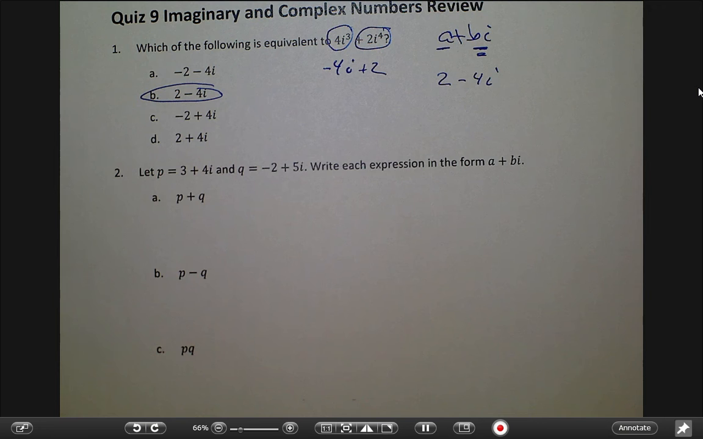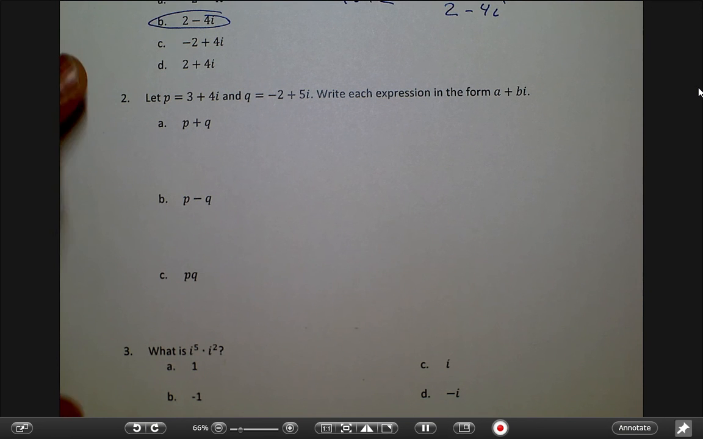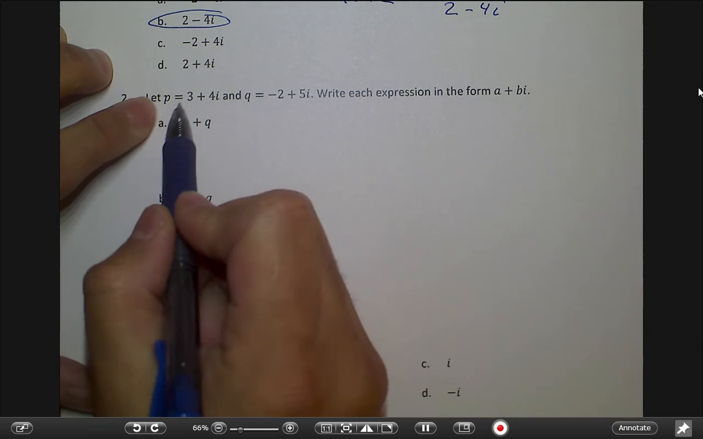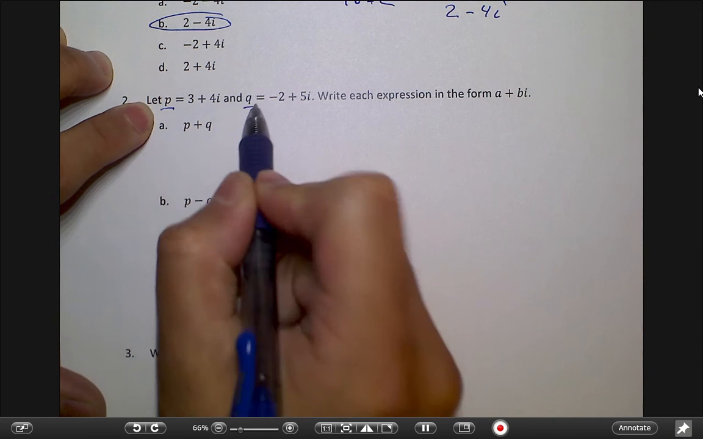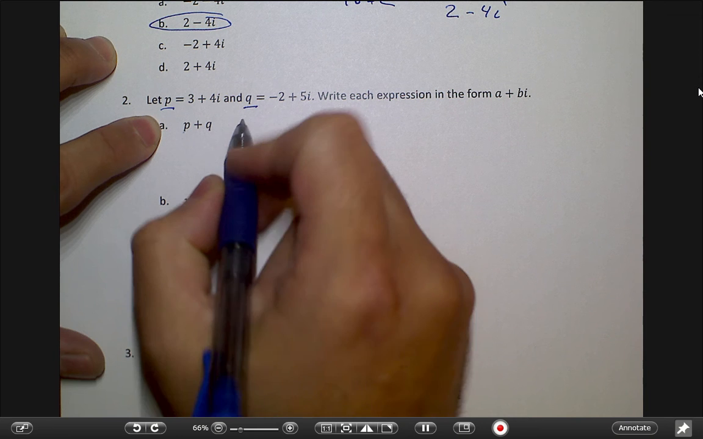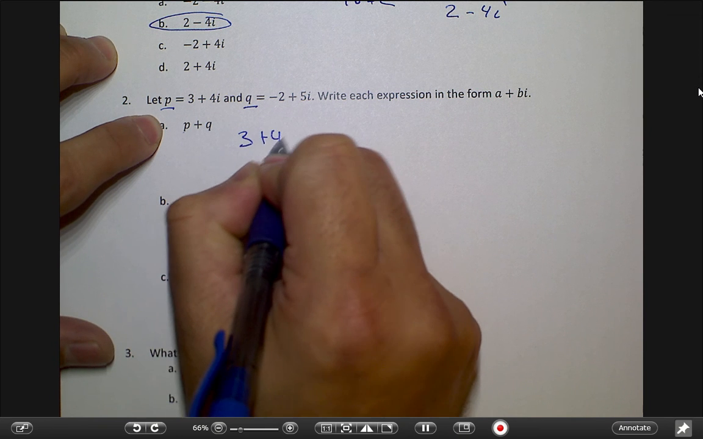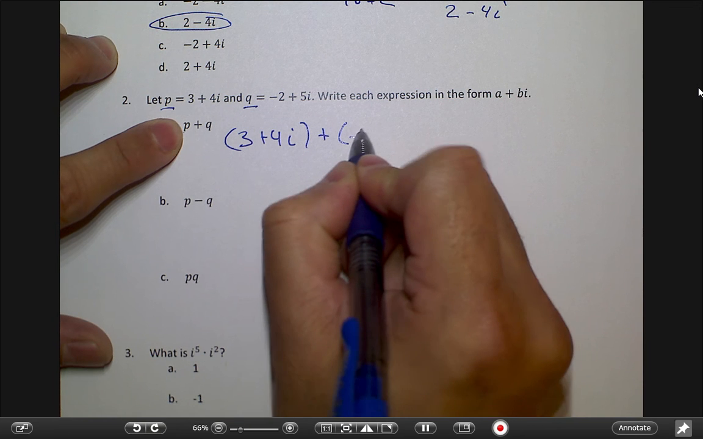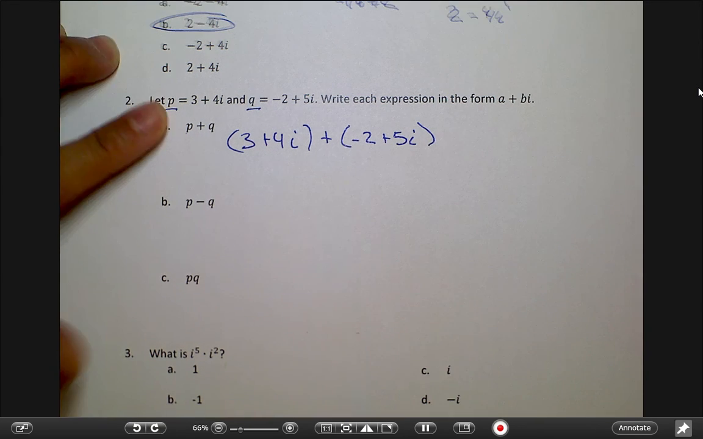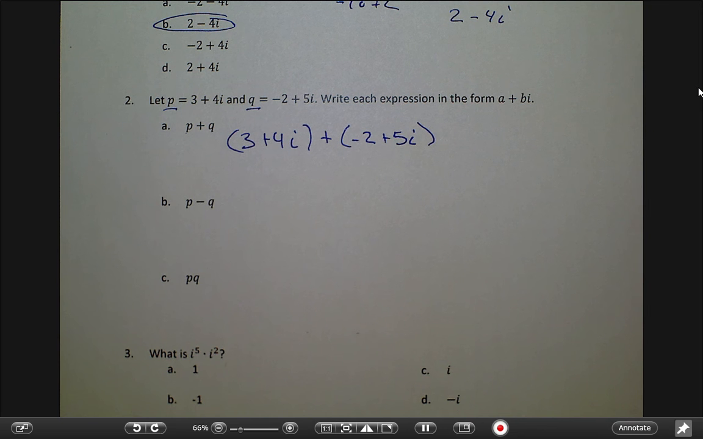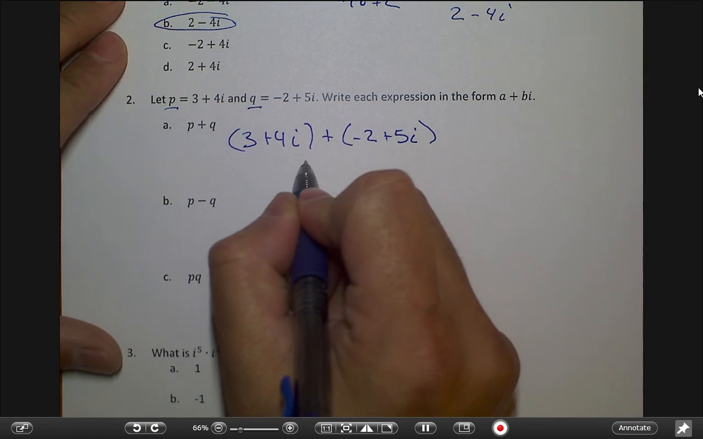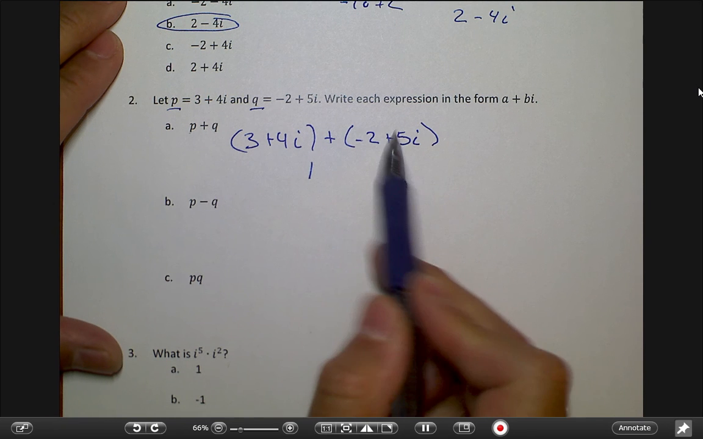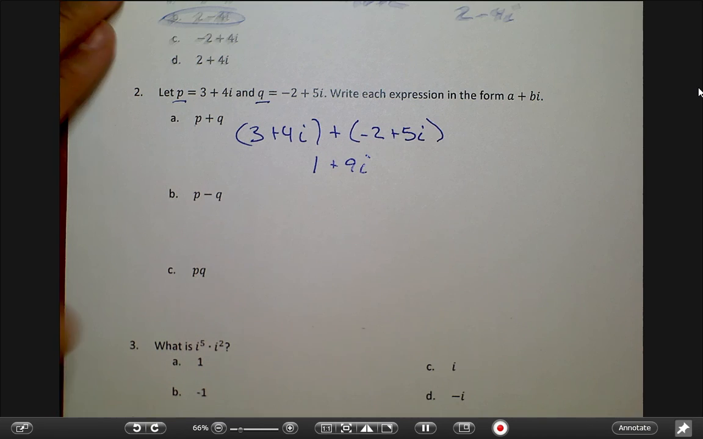All right, these ones right here weren't in the notes or homework exactly, but we're doing substitution. That's all we're doing. If P is this and Q is this, P plus Q. So I'm going to write this out. P is going to be 3 plus 4I plus Q, which is going to be negative 2 plus 5I. So there's my P plus Q. Now I can combine my reals. So 3 and negative 2 gives me 1. And then 4I and 5I gives me, there you go.